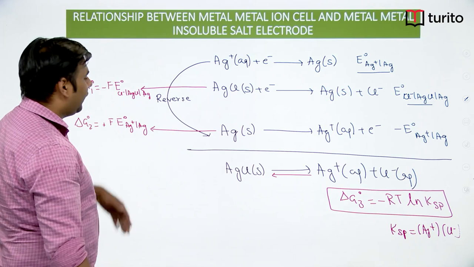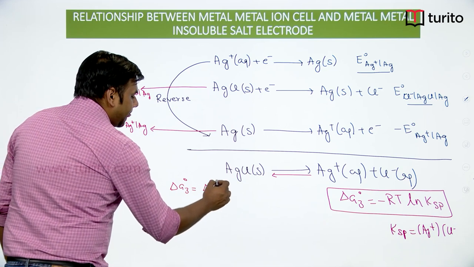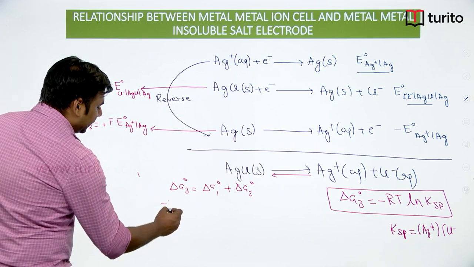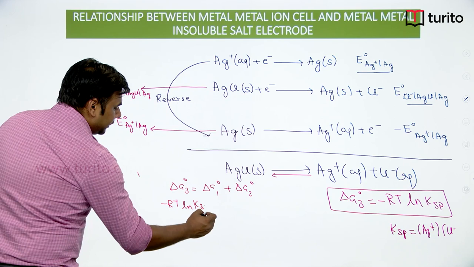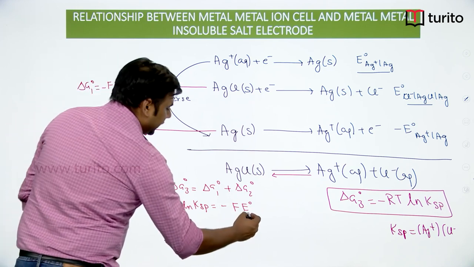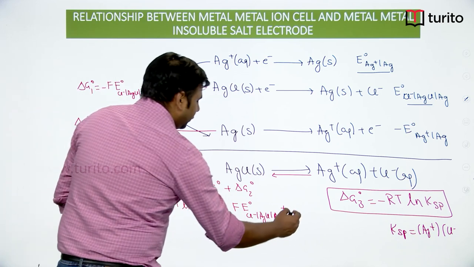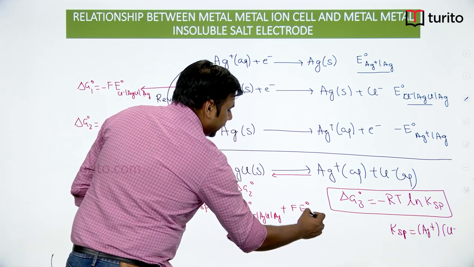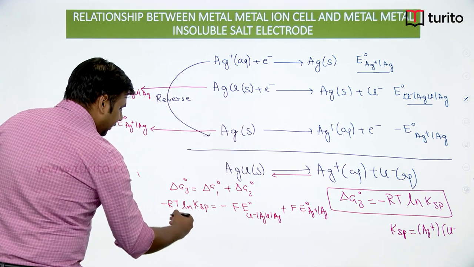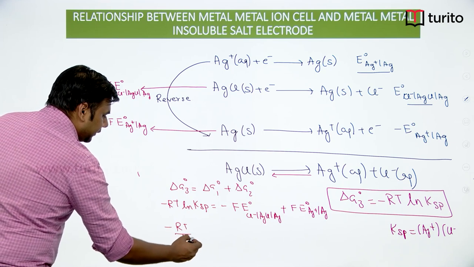Okay. Now, we know that when we have added the two reactions, energy always gets added up, because energy is always an extensive property. So, delta G naught is minus RT ln Ksp, delta G1 is minus F into E naught of Cl negative AgCl Ag, plus delta G naught 2 is F into E naught Ag plus changing into Ag. Okay, so I can write this as, I will take F over here, so this will become minus RT by F ln Ksp.